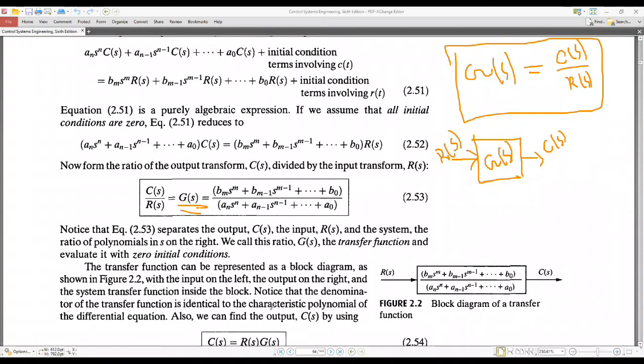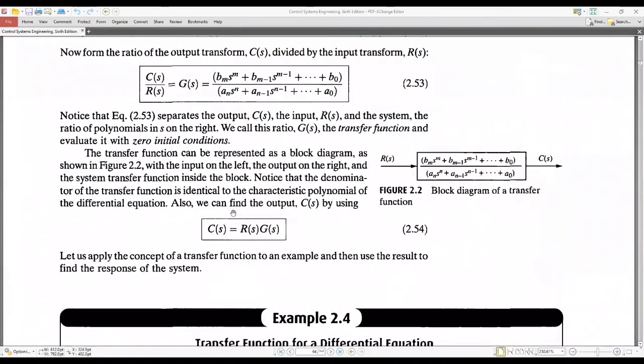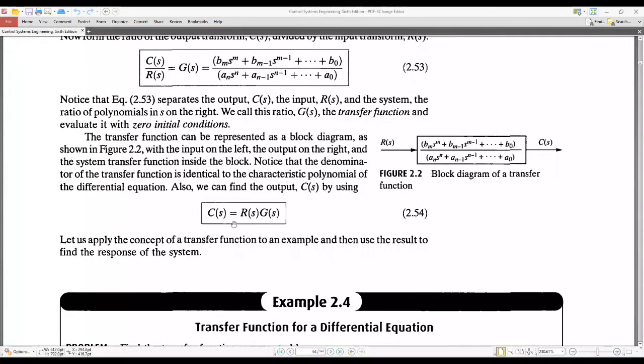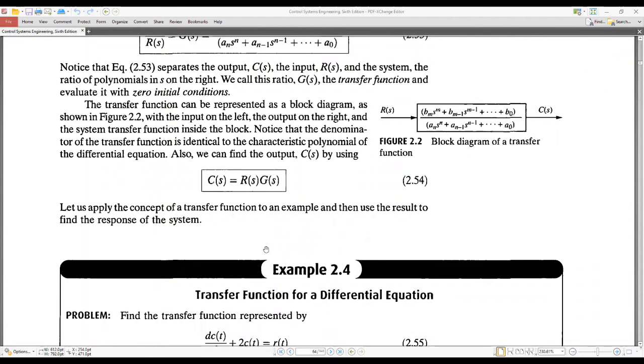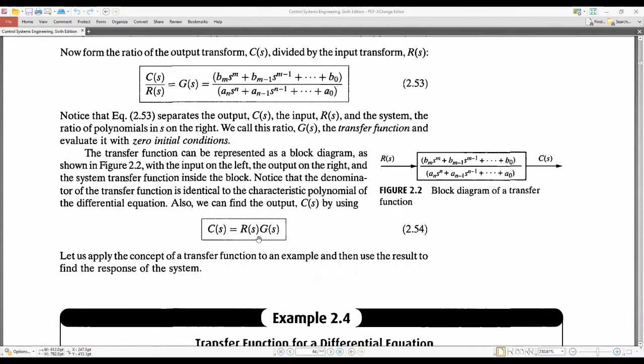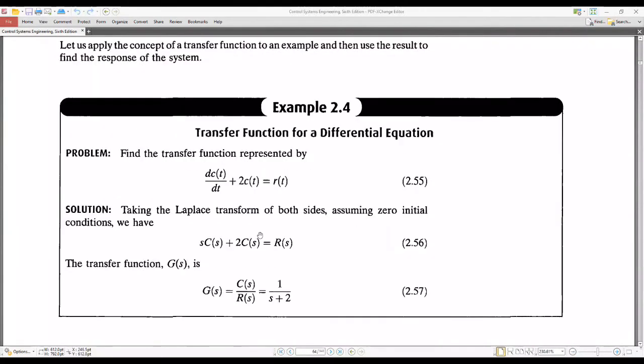So here we can write C(s) is R(s) into G(s). Now, find the transfer function represented by this equation. Let's say this is the equation they have given to you. Now you have to find out the transfer function from this equation.